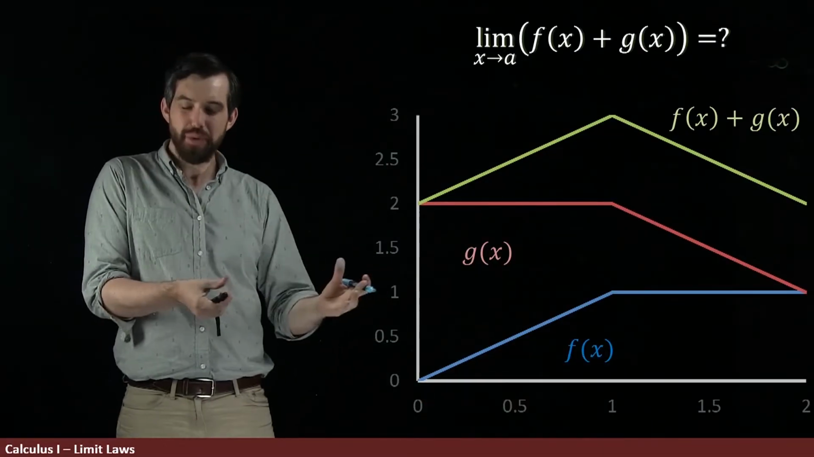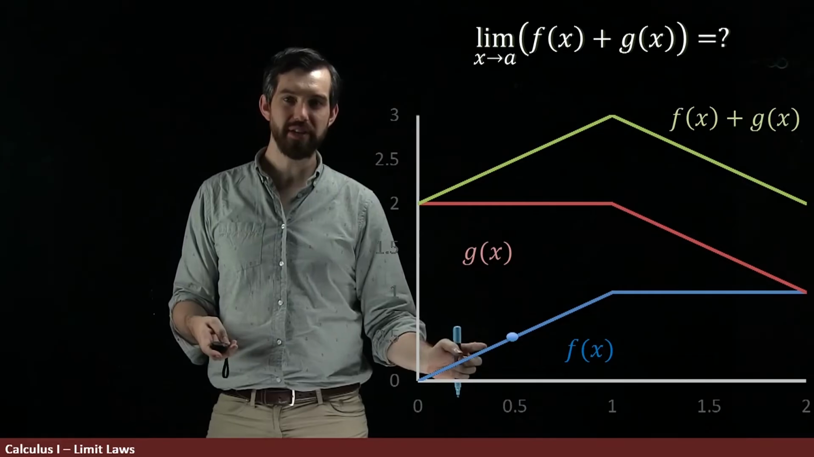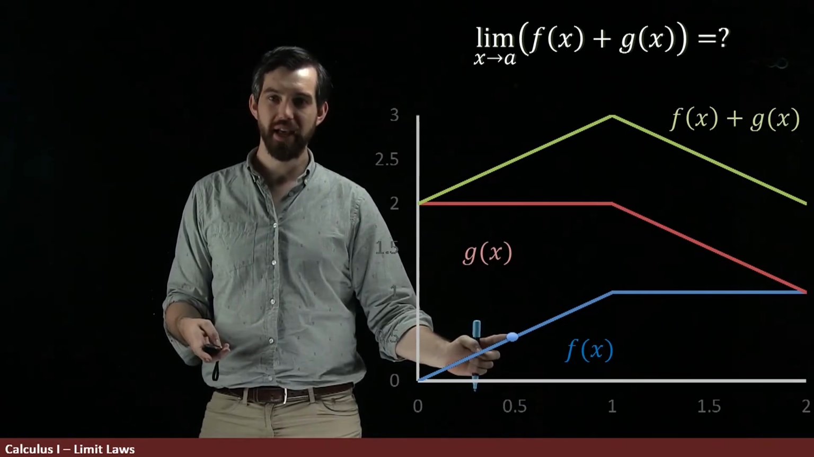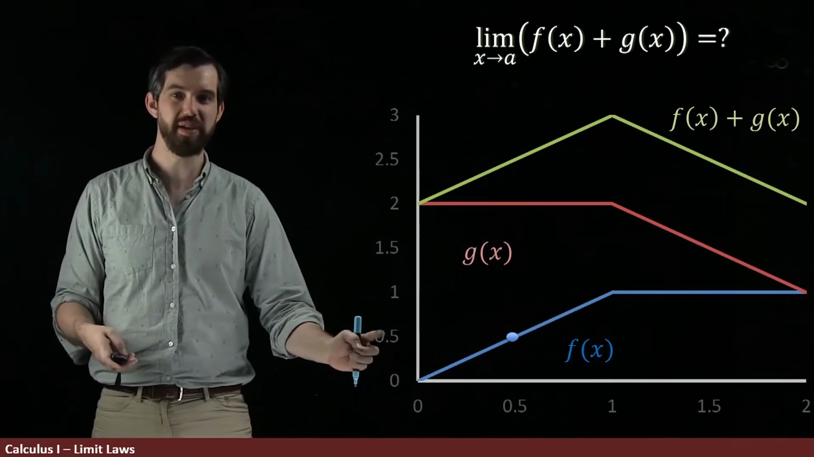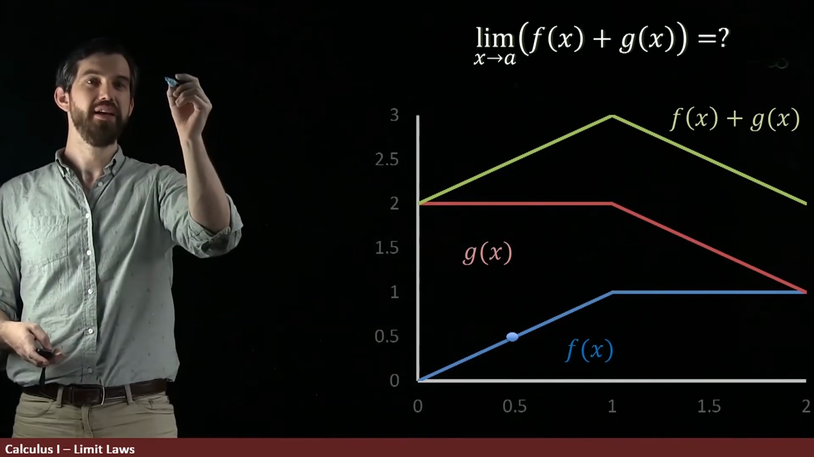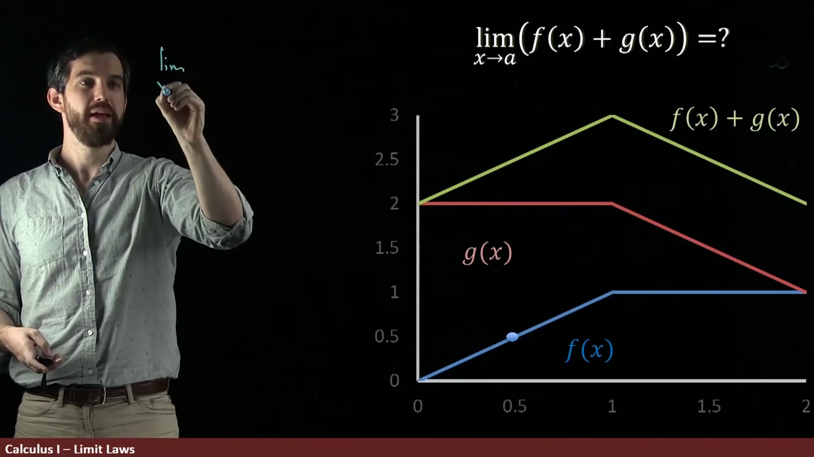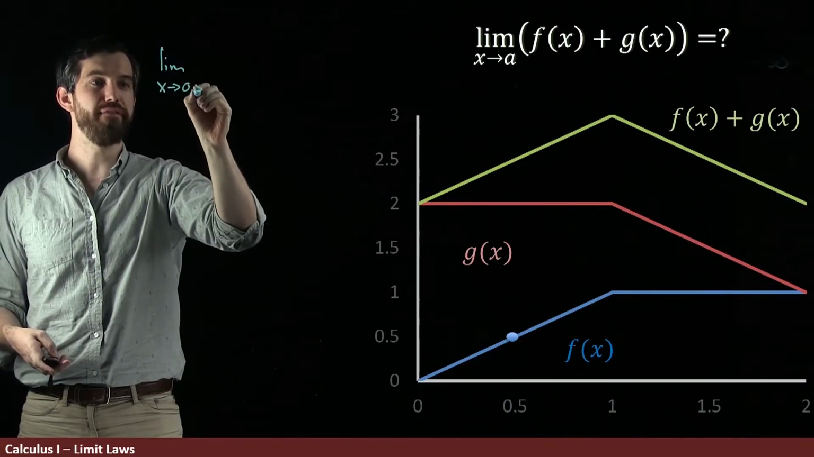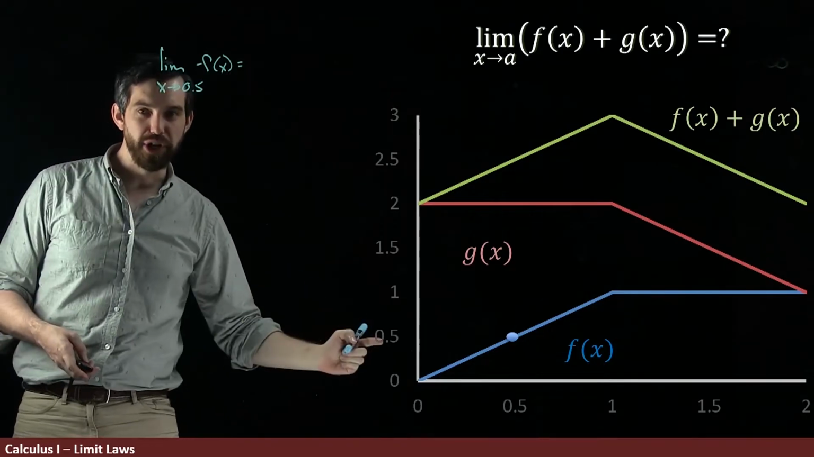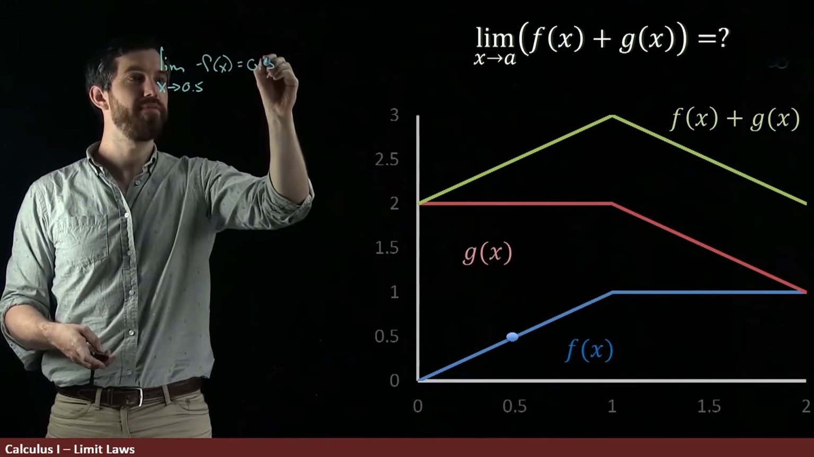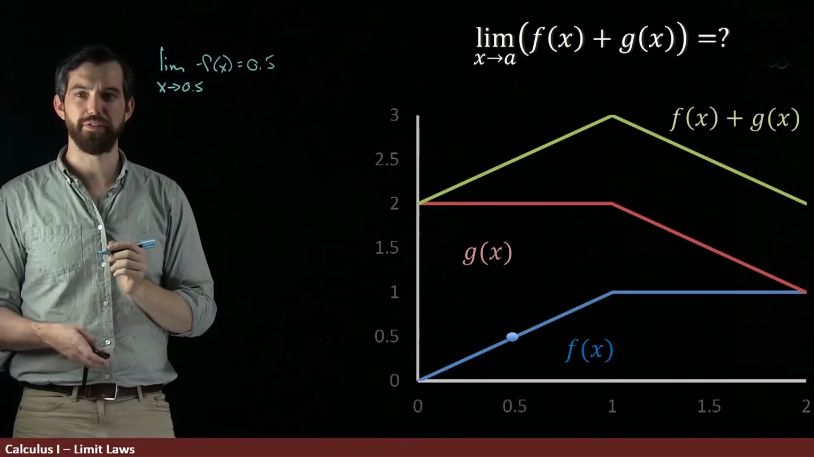So I'm going to look up here at all of the halves. If I was just to do f of x, then I could come around here and I've got this one point there, and the limit of f of x at the value of a half is just going to be equal to this 0.5. So the limit as x goes to 0.5 of f of x is equal to, looks like, 0.5. All right, lovely.